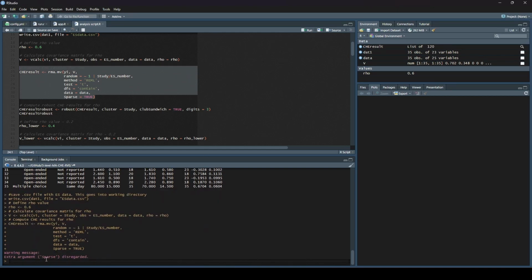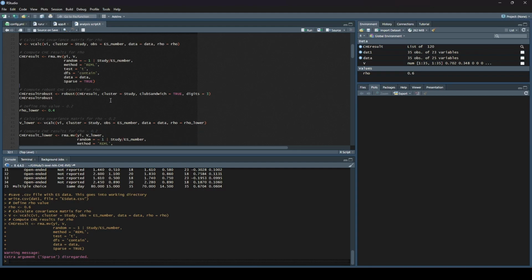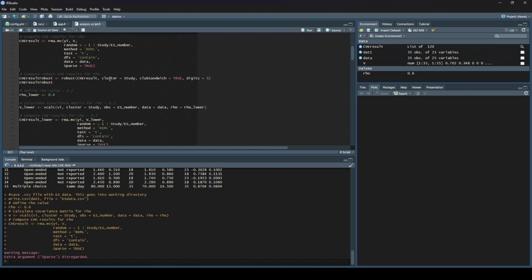Okay, so down here, it's saying we disregarded sparse. Just don't worry, I just wouldn't worry about it. I mean, you can take that out, it's going to do the same thing. I just leave it there for completeness because I like it. So, okay, let's move on so I don't ramble.